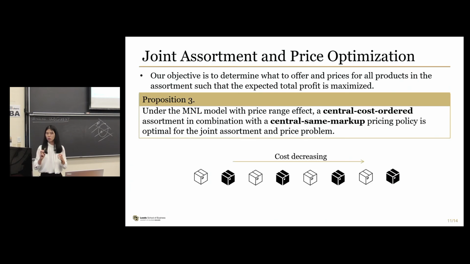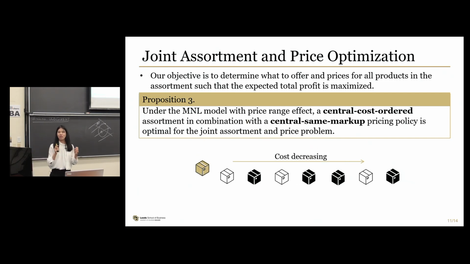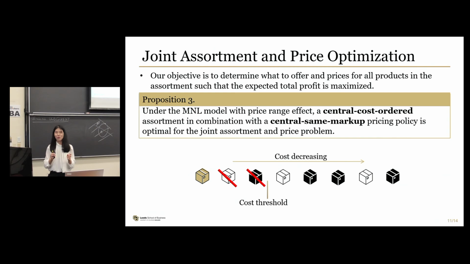Here we put all the products in cost decreasing order. Then we find one item, let's say this item, to provide the highest price. For the remaining items, we can find a threshold, and all the products whose costs are less than this threshold should be put in the assortment. After that, we have this assortment, and we can directly apply the central same markup pricing policy to get the optimal strategy. That is the structural property for the joint assortment and price optimization.